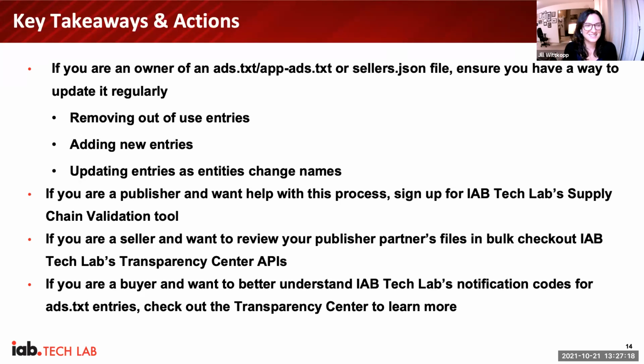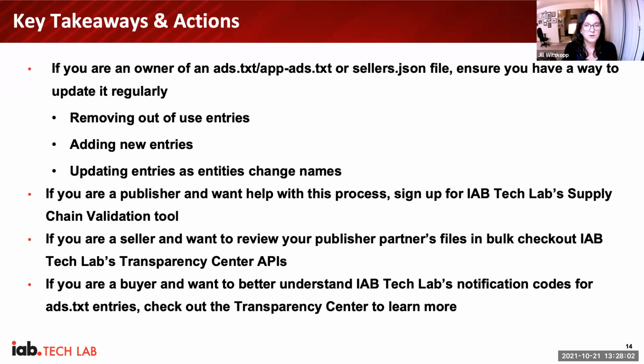And then the last two there are, if a seller wants to review their publisher partners file. So if you are an SSP or an exchange or someone that works with a lot of publishers, you can subscribe to the Tech Lab's Transparency Center APIs. It's not as nice and easy as the supply chain validation UI, but it is the bulk set of data that shows all of the aggregator entries for ads.txt. You could comb through that data set to find all of your entries and check them to make sure that you're listed in publisher files the way that you expect to be.